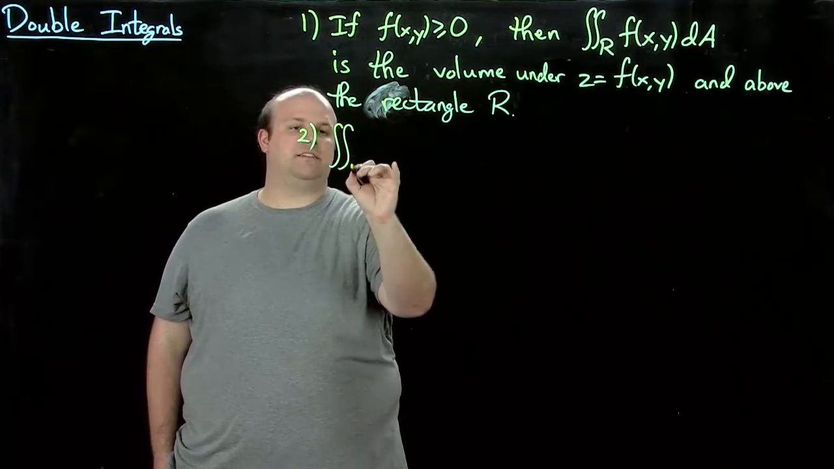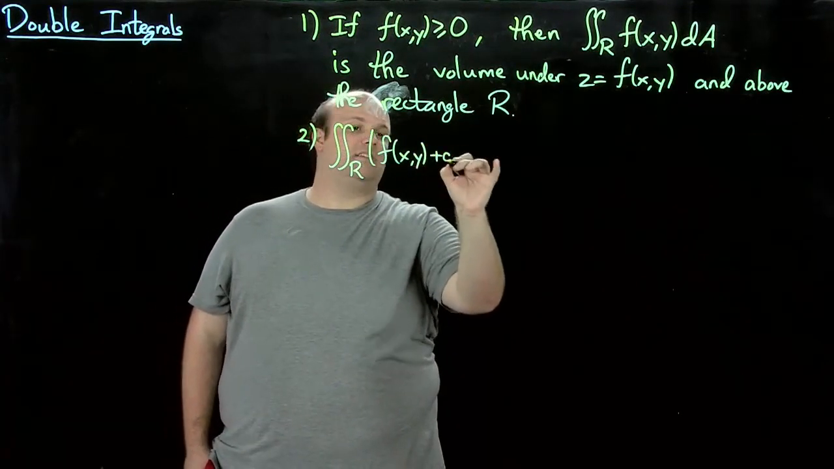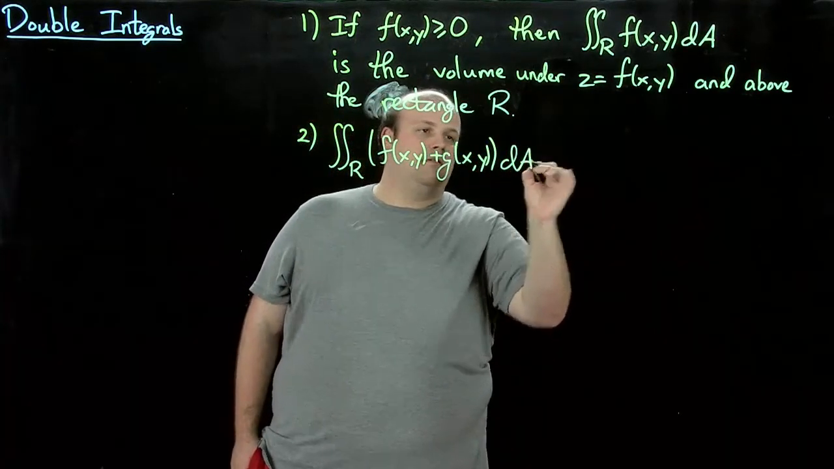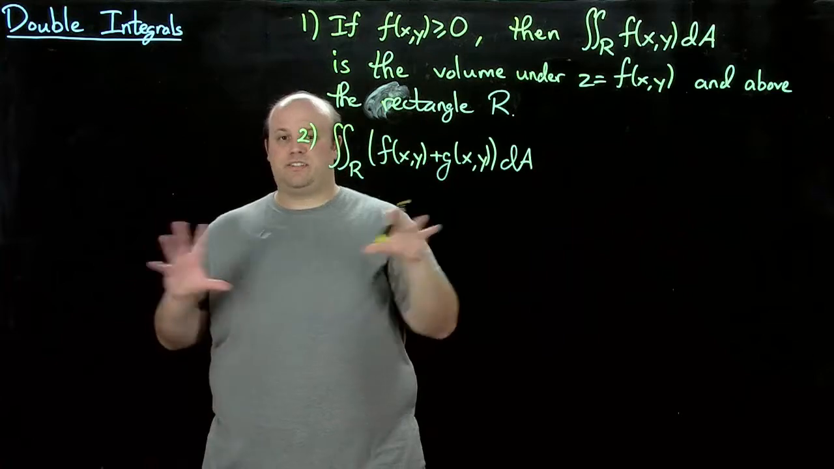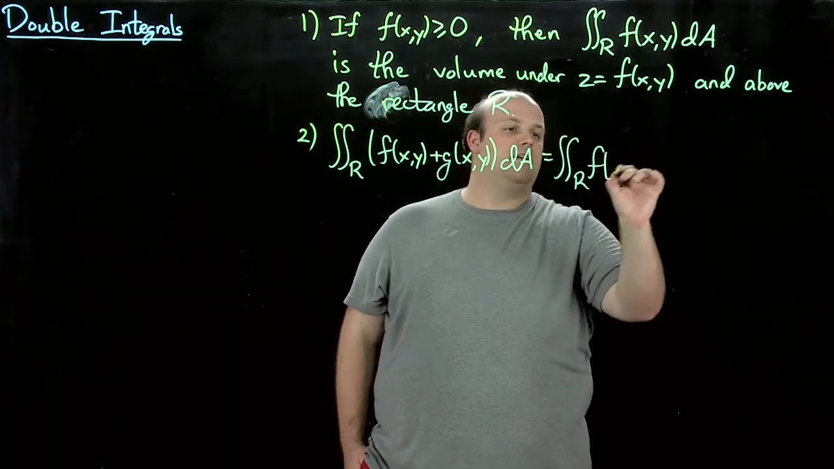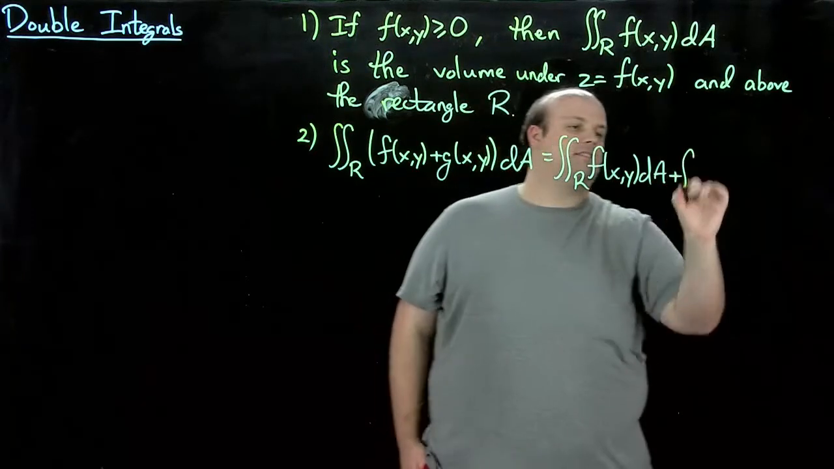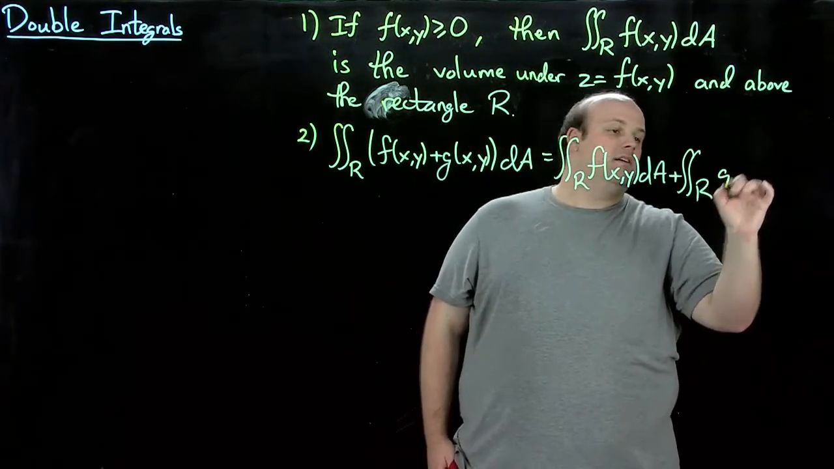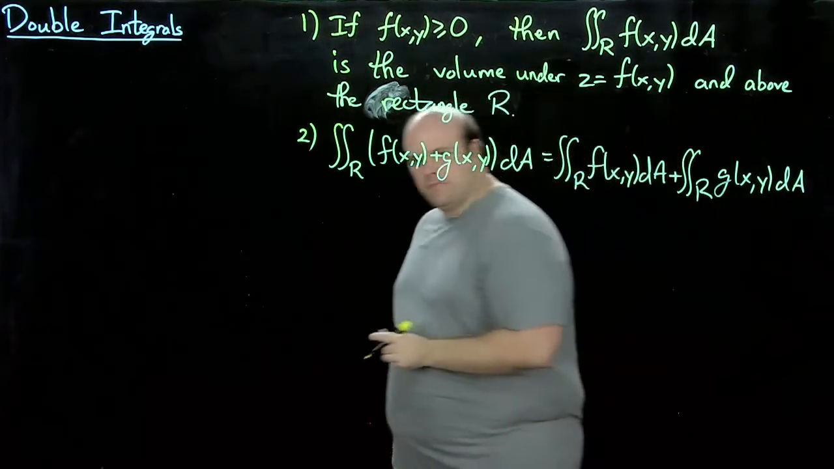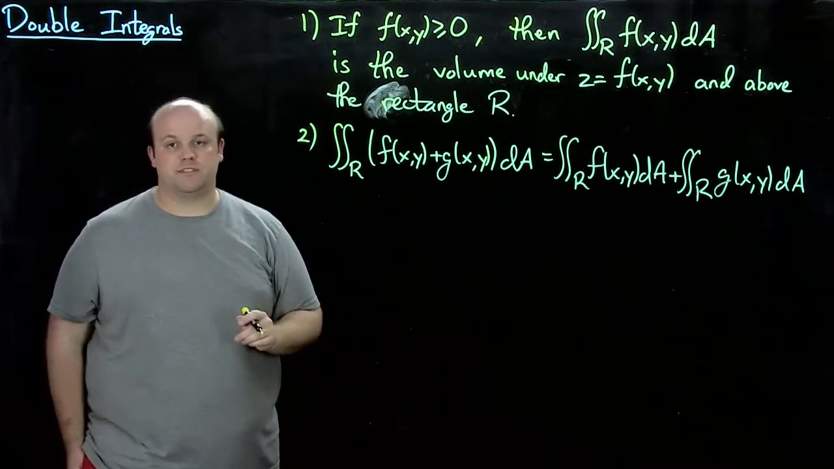So if we do a double integral of f of x y plus g of x y dA, we can just split that into two: the double integral over R of f of x y dA plus the double integral over R of g of x y dA. Just like what happened before with single variable integrals.